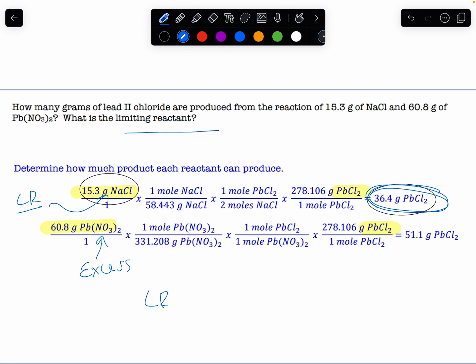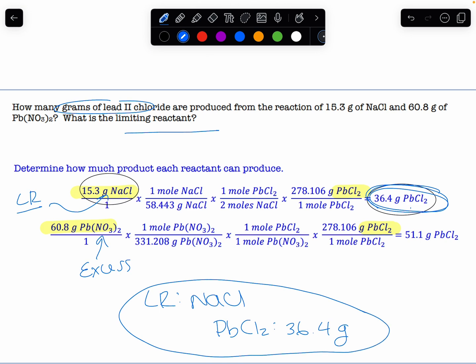So then the question is saying which one is the limiting? The limiting reactant is our NaCl. It has to be a reactant. And the question also says how many grams of lead chloride, how many grams of the PbCl2 would be produced? That would be 36.4 grams. And again, that is the lesser amount produced. So here's our two answers.